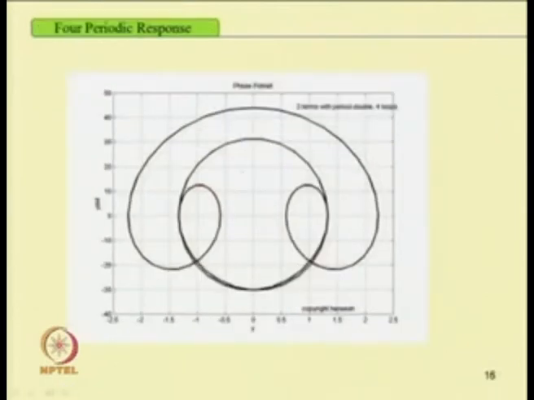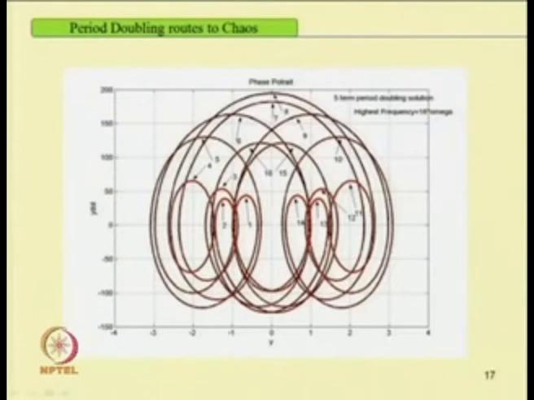This shows the number of periods increasing, that is, if we plot this x versus x dot. As the number of periods increases, with period doubling, we have shown that there are four loops, and this response shows a chaotic response. So, we have a number of periods available in this, but as we take a larger number of periods, the response becomes chaotic.